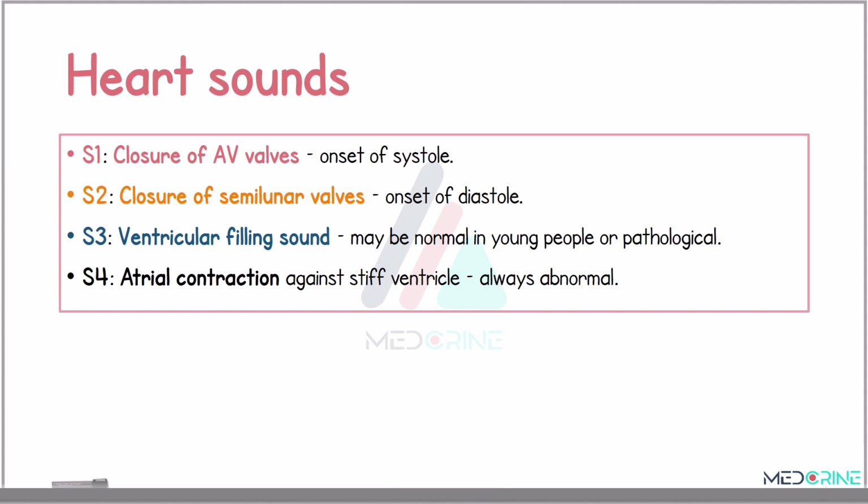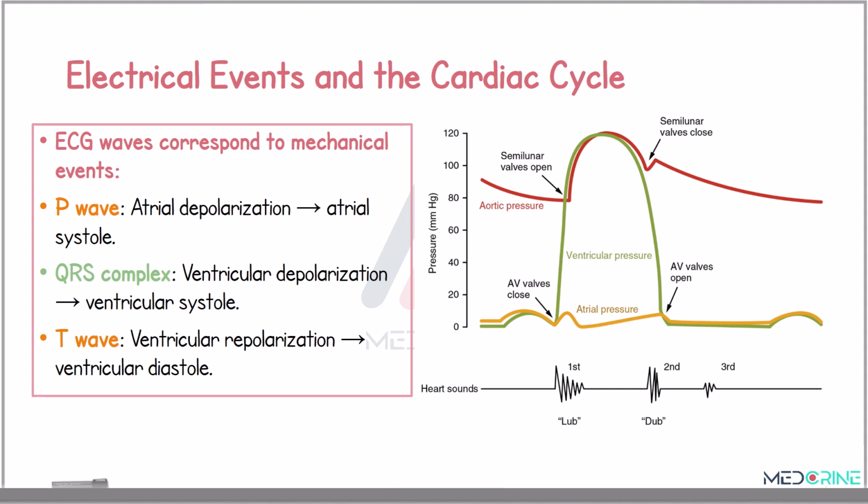Additionally, we have the S3 and the S4 sounds, where the S3 sound is a ventricular filling sound, which may be normal in young people or could be as well pathological. And lastly, the S4 is produced when the atrial contraction happens against the stiff ventricles, and this S4 sound is always an abnormal sound.